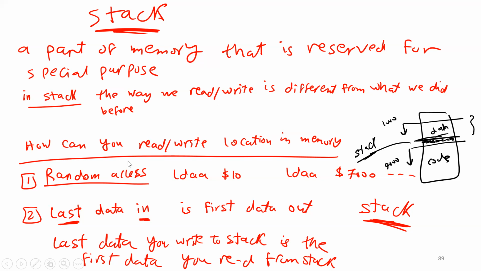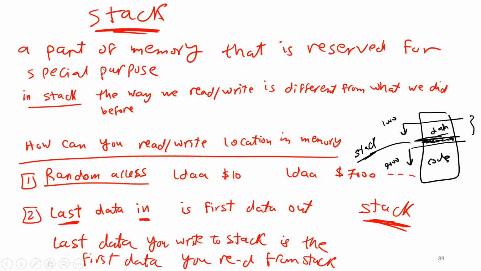Okay, I'm going to give you more details. Let me tell you what we did before. The way we read or wrote before, we can call it random access. So what we did before was random access. What do you mean by random access? Random access means there is no specific order to read a location. I can read any location. I can write to any location. There is no specific order, right?